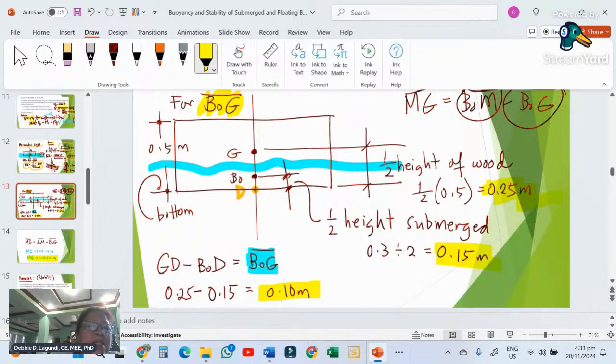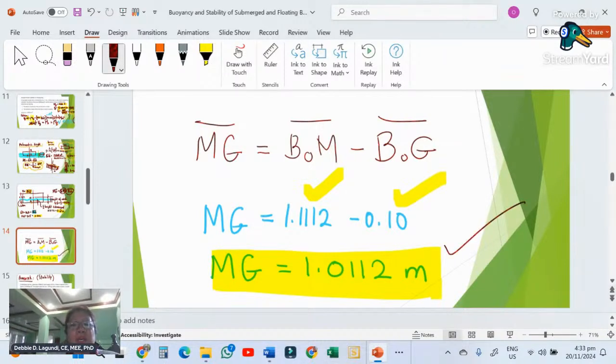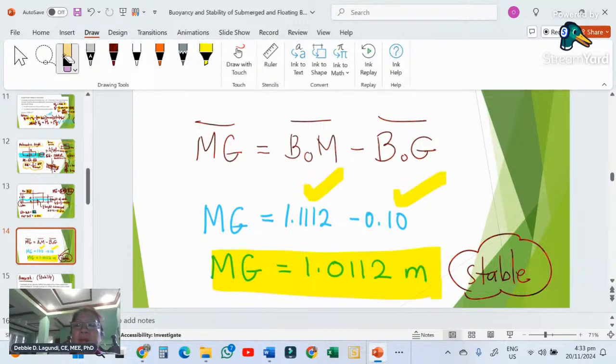Now we are ready to solve for MG, the distance to the metacenter. So BOM that we computed a while ago is 1.1112. The BOG is negative 0.1. Get the difference, then the answer will be 1.0112. It's positive. It means it is stable. When it gets negative, it is unstable. It means it has tilted so much. That's it. I hope you have understood it.